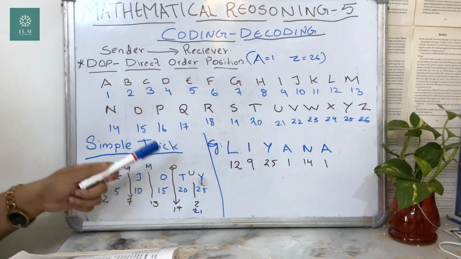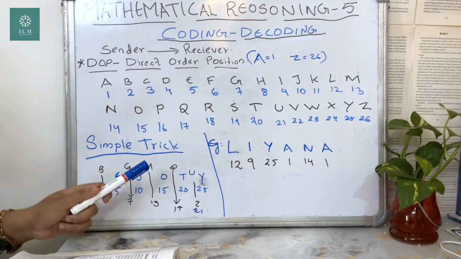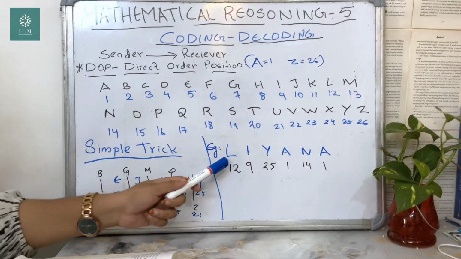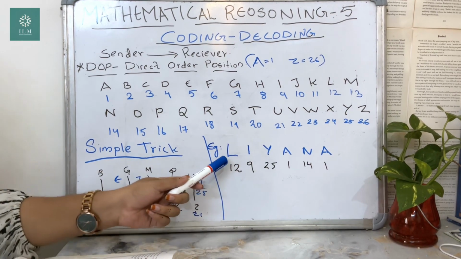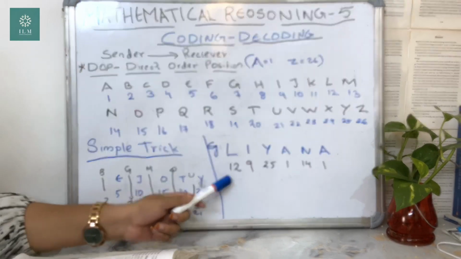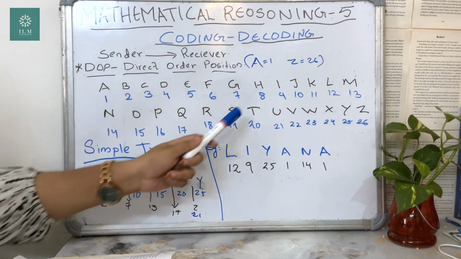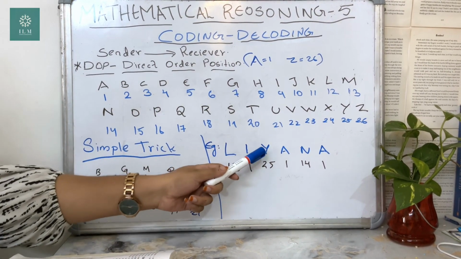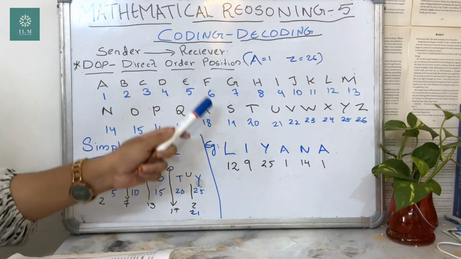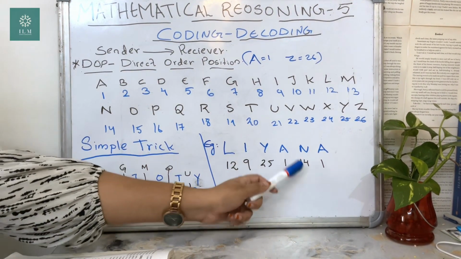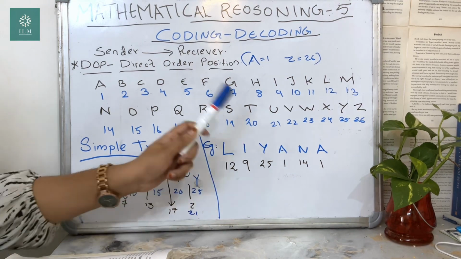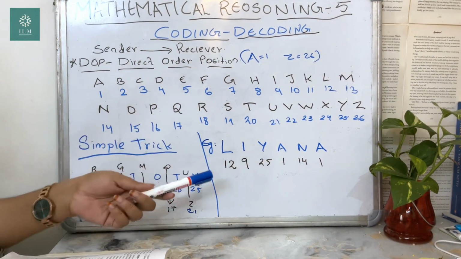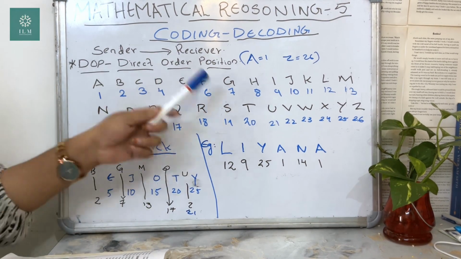Now, how to solve direct order position problems? If a code is given, you are supposed to find the number for that. Here I am writing Liana, and the corresponding number for L is 12, as given in the chart. L is 12, then I will be 9, then Y will be 25, then again A, N and A is 1. You can practice it by writing your name or any random words, and practice how to identify the direct order position.